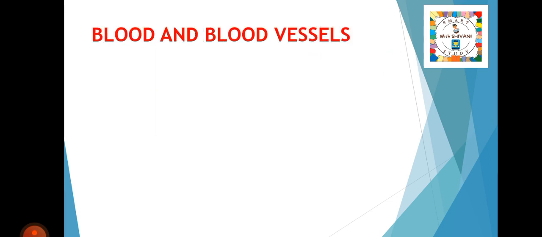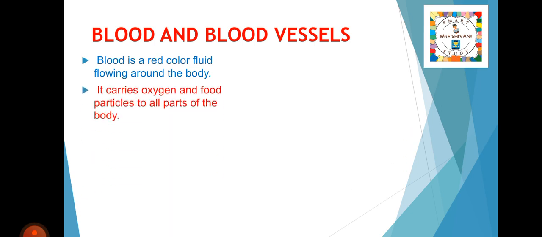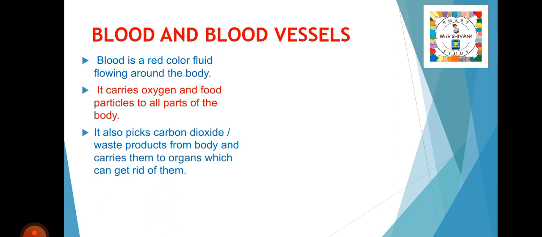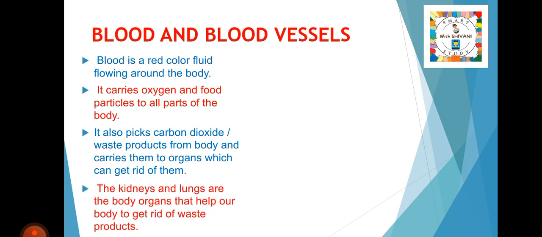Moving on to blood and blood vessels. Blood, as we all know, is a red color fluid flowing around the body. It carries oxygen and the food particles to all parts of the body, as well as it also picks up carbon dioxide and other waste products from the body and carries them to the organs which can get rid of them. Which are the organs which can get rid of them? They are the kidneys and the lungs, which help the body to get rid of these waste products.